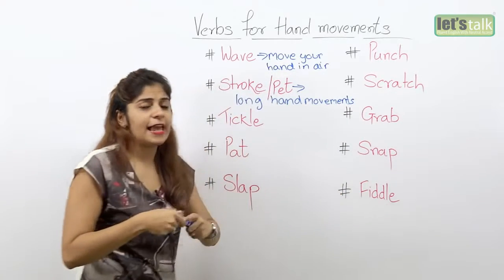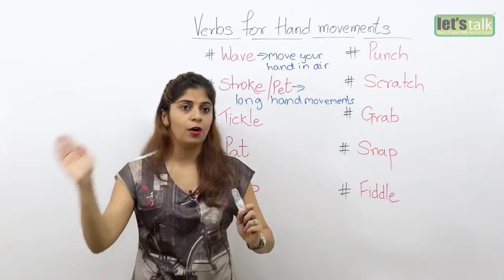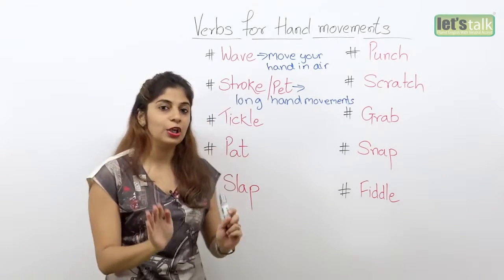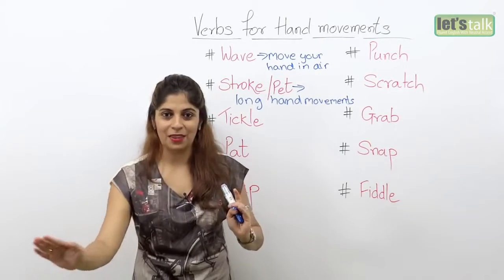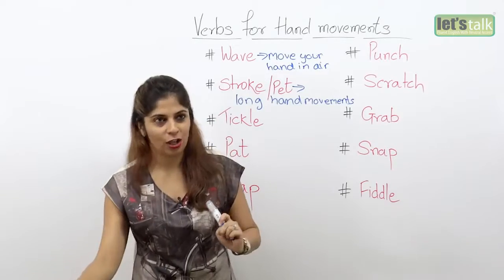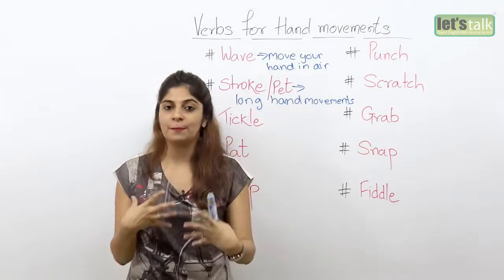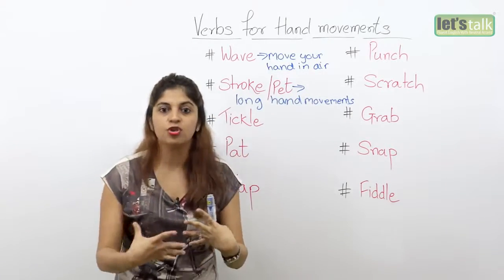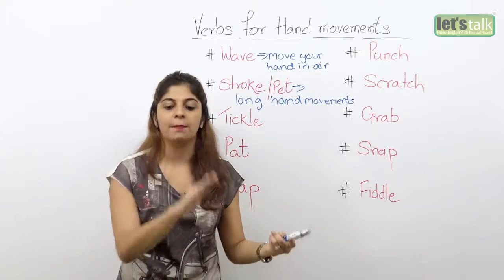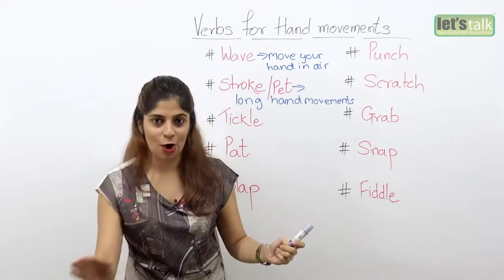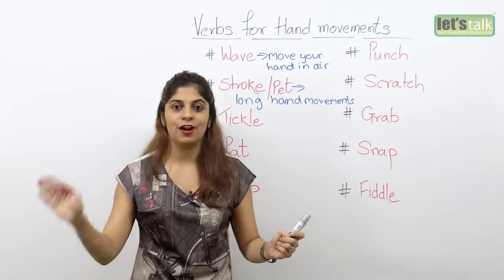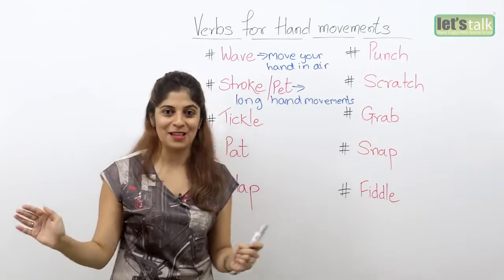So you're not going to say that I am touching a dog or I'm touching a baby. Well, you're going to say I am stroking a baby or you're petting a dog. When you use the word pet, it's usually for animals. You're petting your cat, you're petting your dog. So it's a very loving gesture, and these are long hand movements.